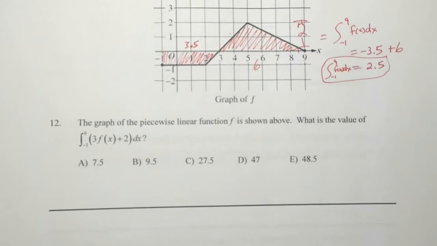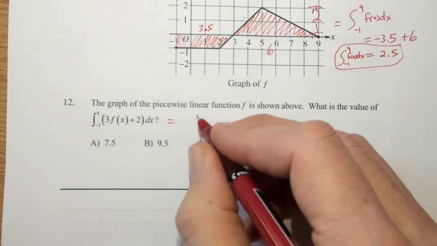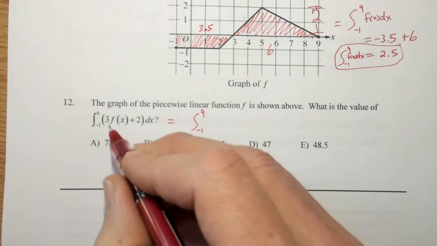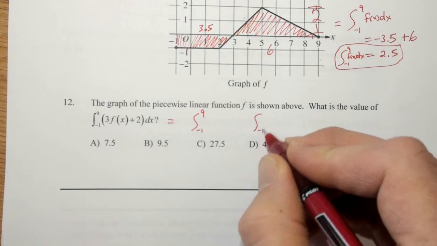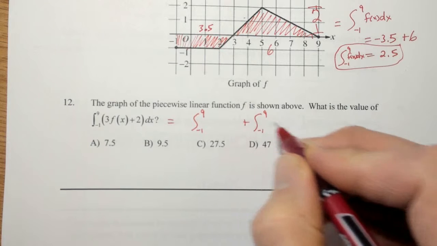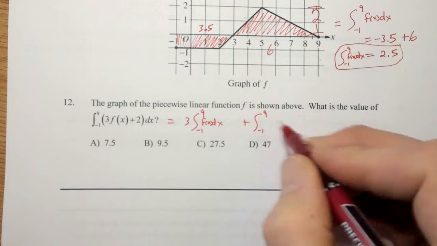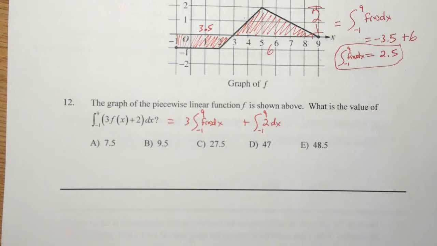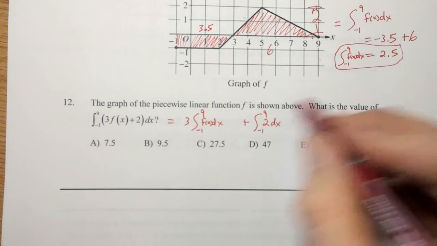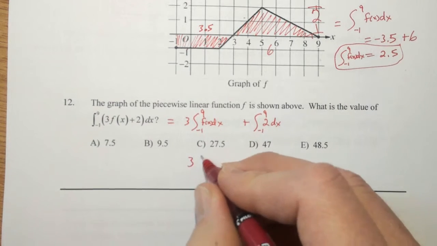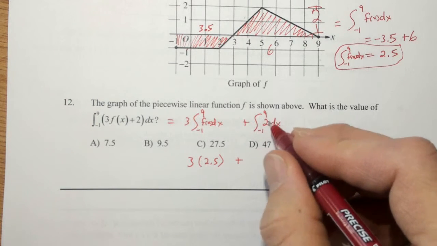What do we have to do with that? Well, let's go to our integral now. Okay, let's break this up. This is equal to the integral from -1 to 9. We have a plus just like the previous example, so we can break it up into two integrals. The 3 is a coefficient, so it can go out front of the first one. And then the 2 is there. Okay, so what do we have? We have 3 times the integral from -1 to 9 of f of x dx, but we know that's 2.5, so we have 3 times 2.5 plus, and then we have the integral from -1 to 9 of 2.